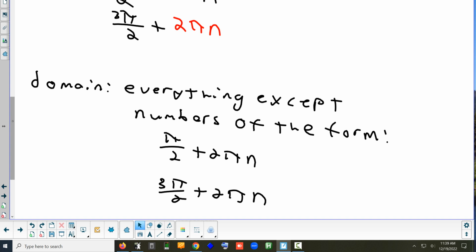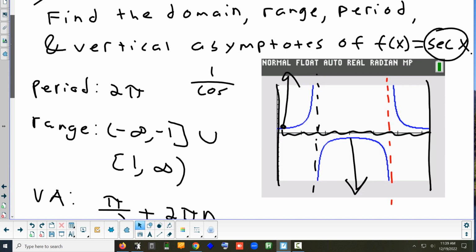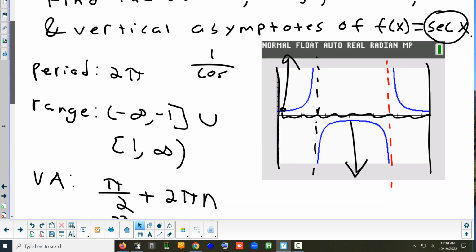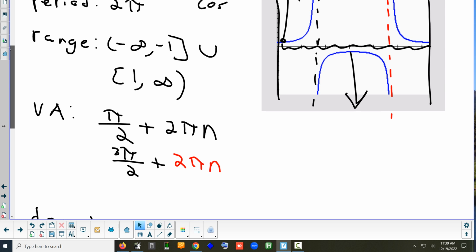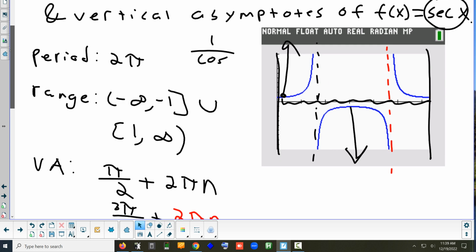Like this? But you could write it either way. So it's everything except the vertical asymptotes. And that was just secant. No transformations, nothing to it.